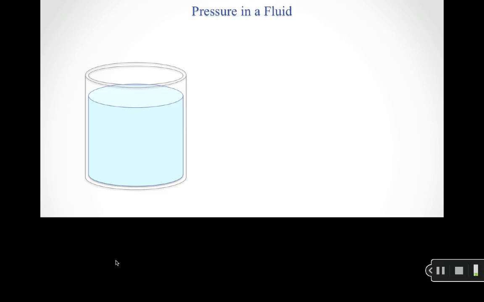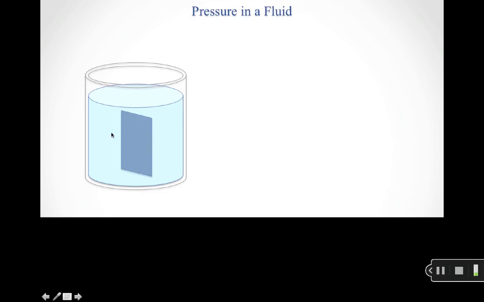So what we want to add now is the idea of how we determine the pressure within a fluid. What does that mean? And then we'll also talk about how we can talk about the pressure at different depths within some fluid. So let's take our container over here on the left that's containing some fluid.